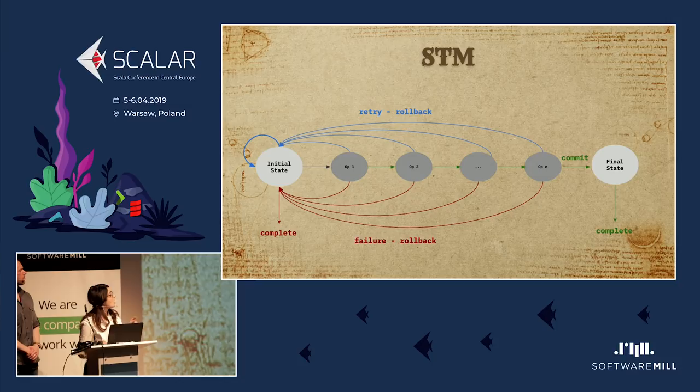On the other hand, if STM detects that the memory has been concurrently modified by another thread, STM will automatically roll back and retry the whole transaction to ensure consistency. And finally, if the transaction succeeds, STM will commit this transaction with success.